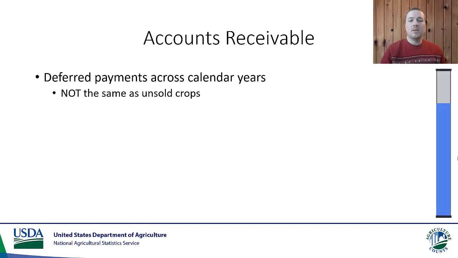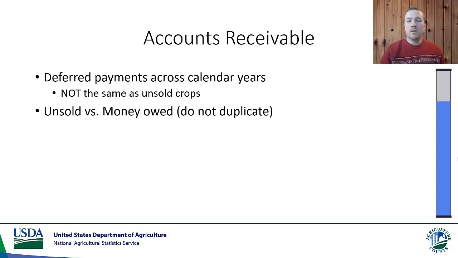Let's move on to accounts receivable in section F, where we record deferred payments across calendar years. There's a common misconception that you should put unsold crops here, but that's incorrect. Unsold and money owed are different things and should not be duplicated.